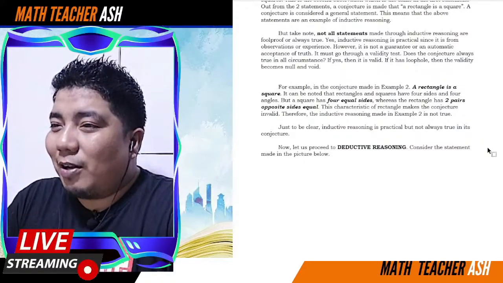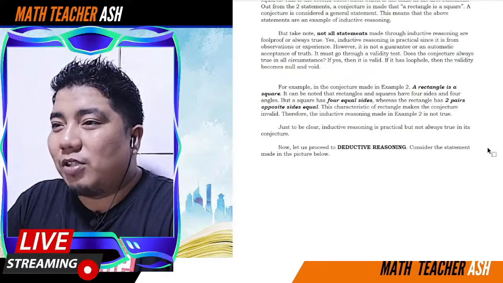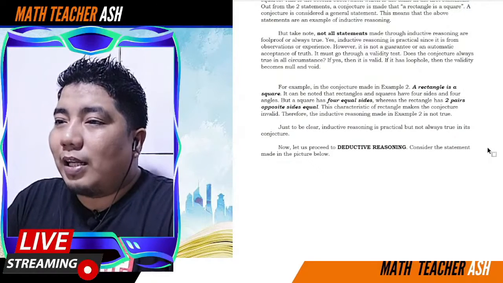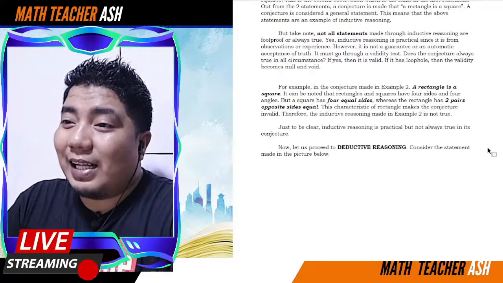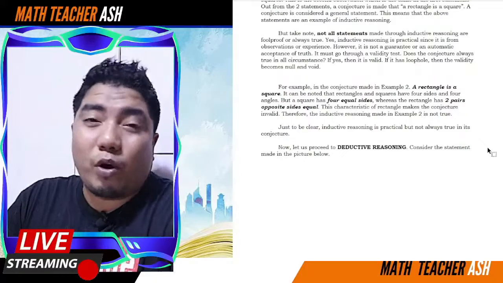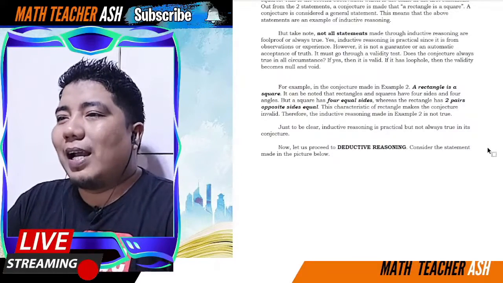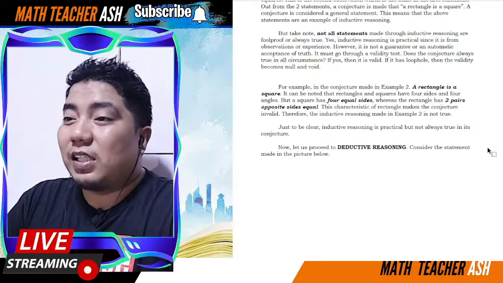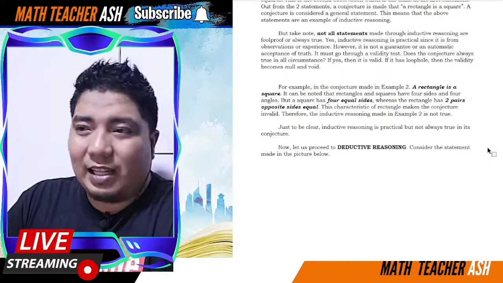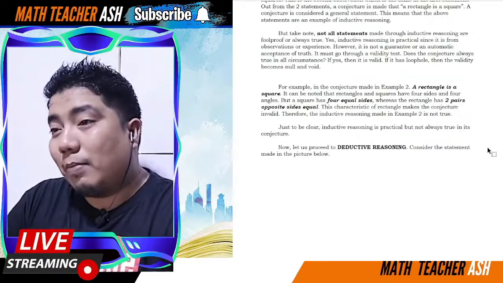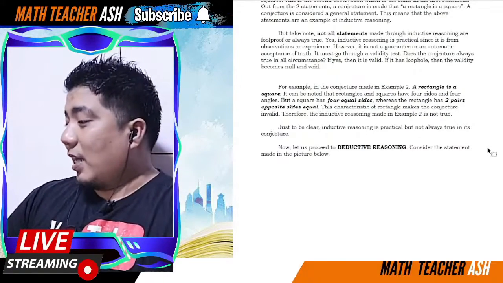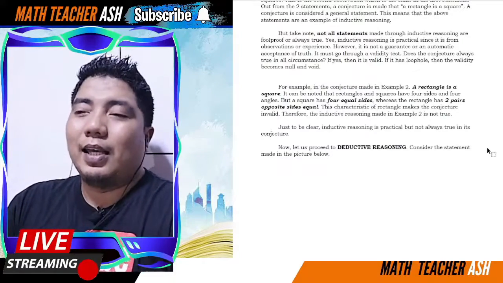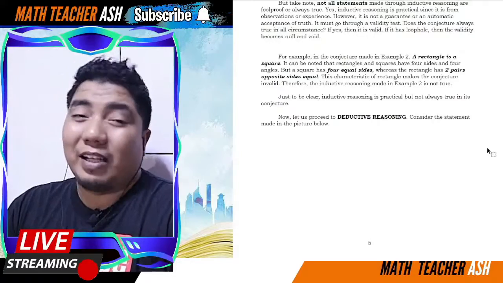Okay. So, ito naman, we have, for example, the conjecture made in example 2, a rectangle is a square. It can be noted that rectangles and squares have 4 sides and 4 angles, but a square has 4 equal sides, whereas the rectangle has 2 pairs of opposite sides equal. So, these characteristics of rectangles make the conjecture invalid. Ayun. So, therefore, the inductive reasoning made in example 2 is not true. Okay, so yun nga, hindi parating tama si inductive reasoning. So now, let us proceed to deductive reasoning.